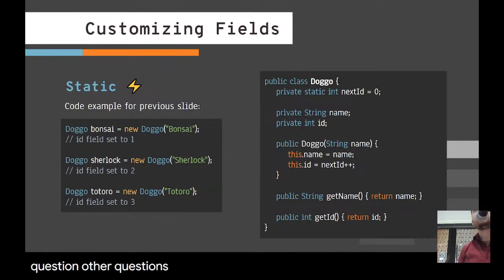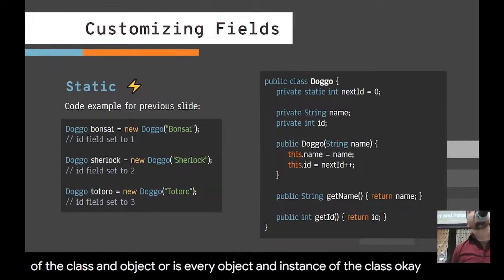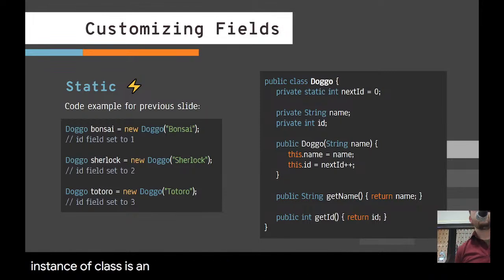Other questions? Yes. Hold on. Let me think about the question. Is every instance of the class an object, or is every object an instance of the class? Okay. So every instance of a class is an object. This is true. You could hypothetically create an object. I think they're both true. I'm in my own brain, tripping up over the terminology, but here's how I'm thinking about it.